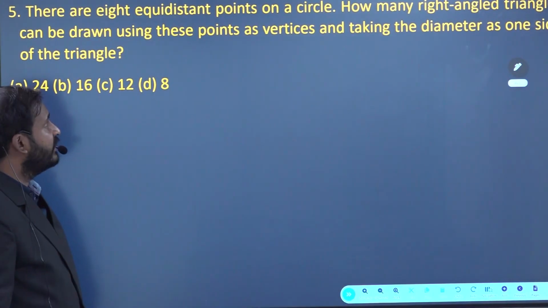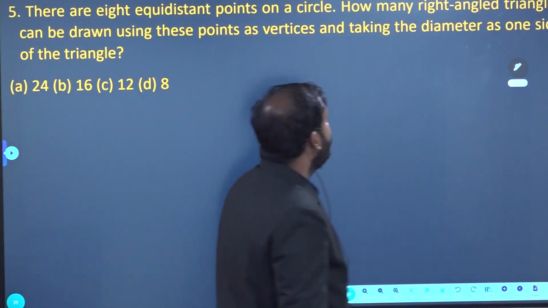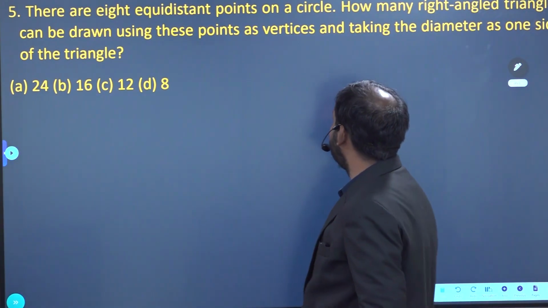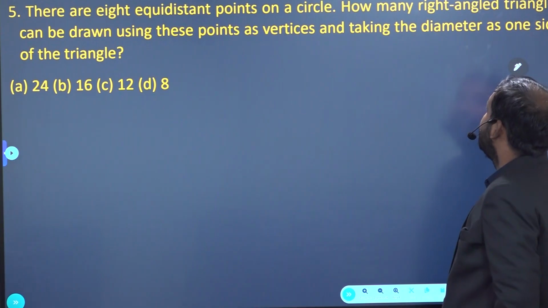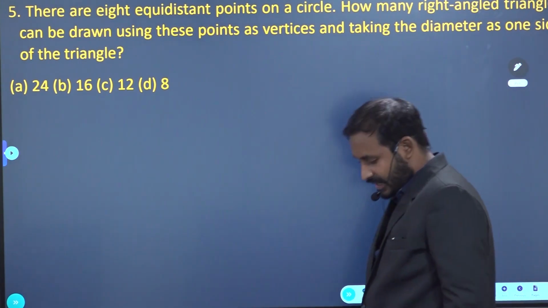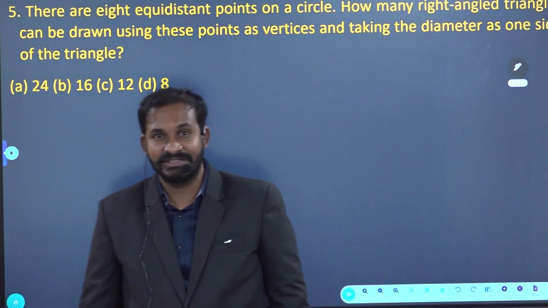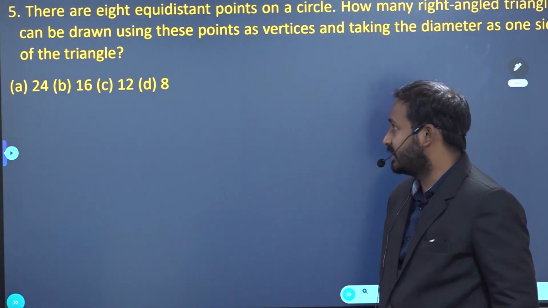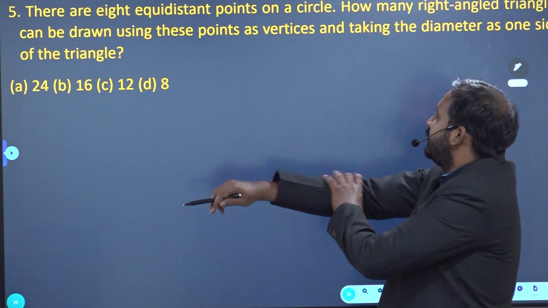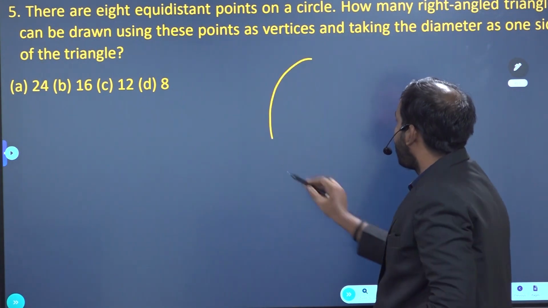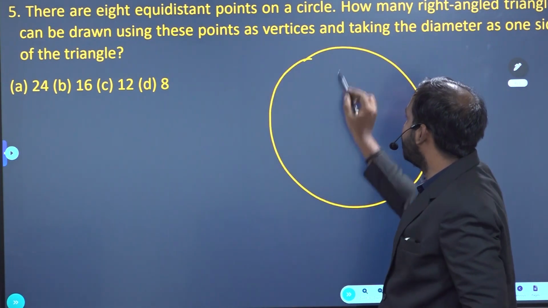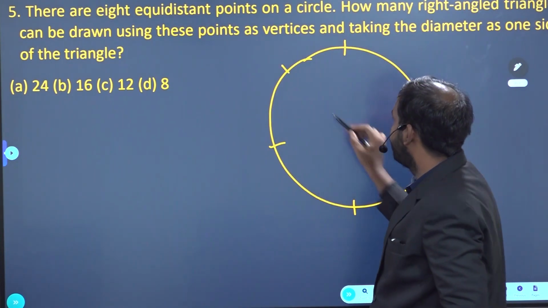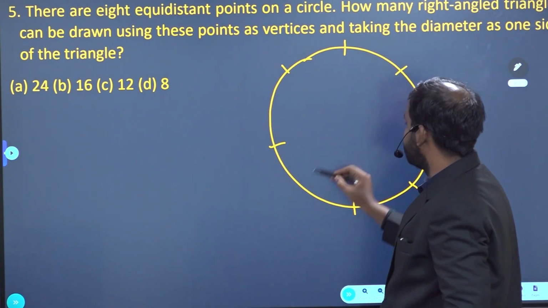There are 8 equidistant points on a circle. How many right-angled triangles can be drawn using these points as vertices and taking the diameter as one side of the triangle? For this, you should have some knowledge of geometry also, students. So first of all, I will mark 8 equidistant points. They will be exactly opposite, equidistant, right?